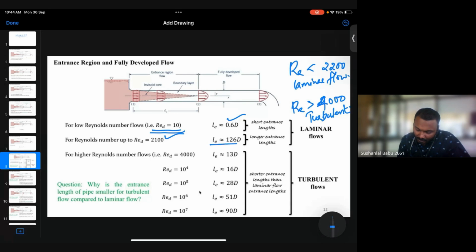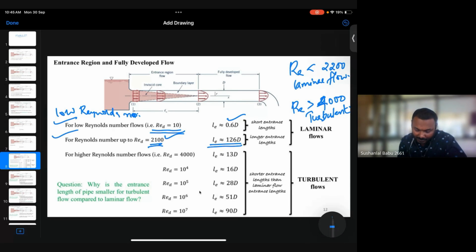Then you will get 126 times the diameter. So this much length you have to give if the Reynolds number is 2100. These two are low Reynolds numbers. That means the entrance length should be a minimum of 126 times the diameter. Then only the flow will become fully developed.